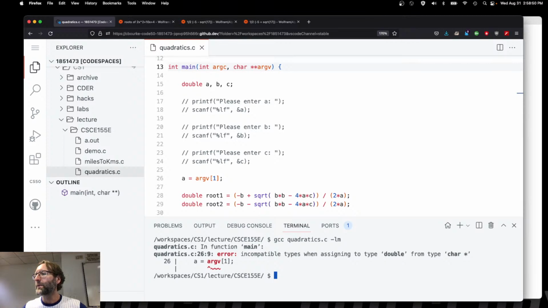Incompatible types. One of them is a double. A is a double on the left-hand side. And argv is, it's telling me that it's a char star. We'll understand what that star is later on. It's a pointer. That just means that it's a string. A string, a sequence of characters, and a number are incompatible.